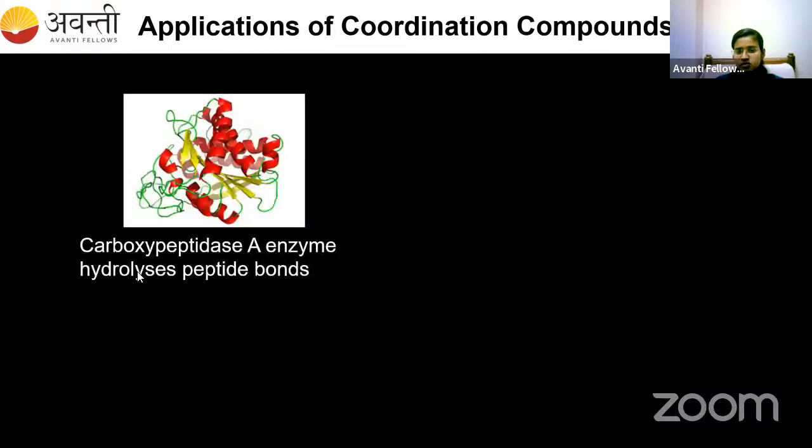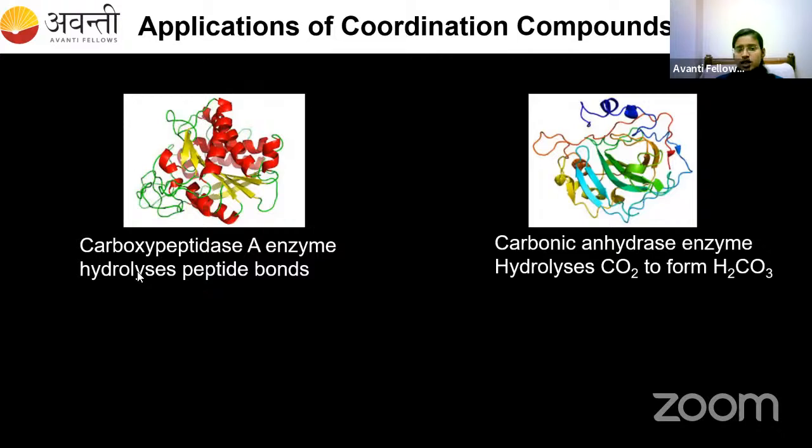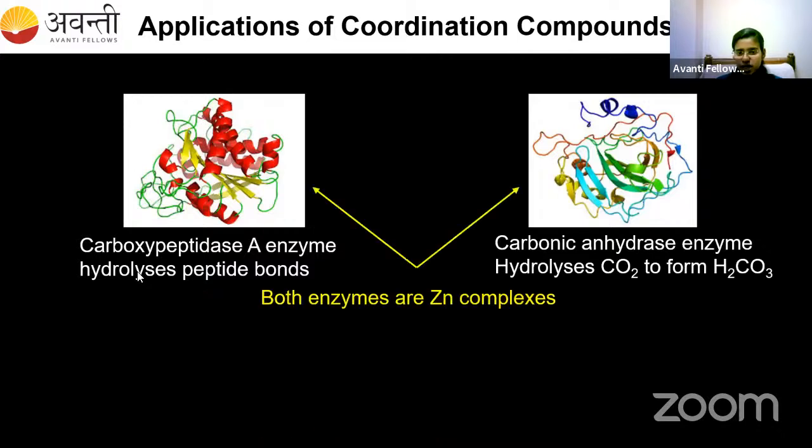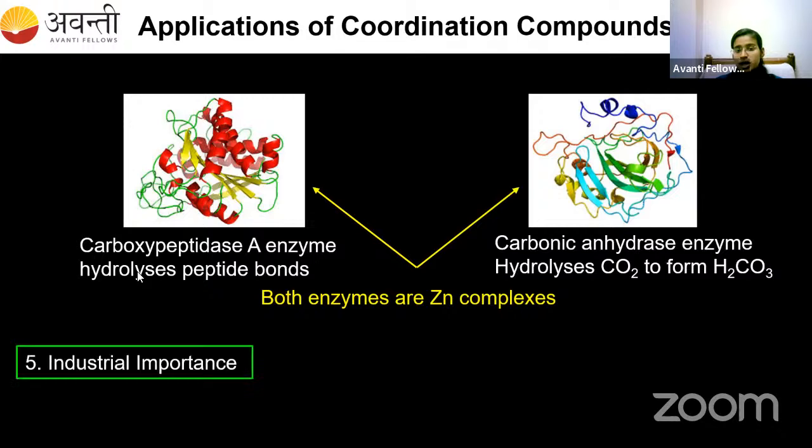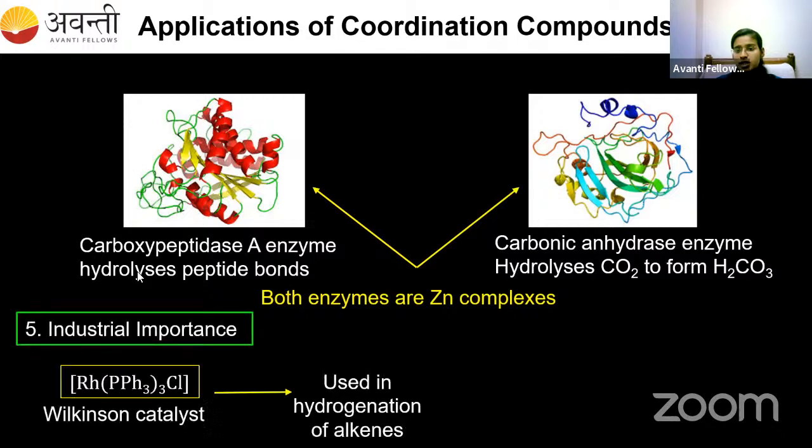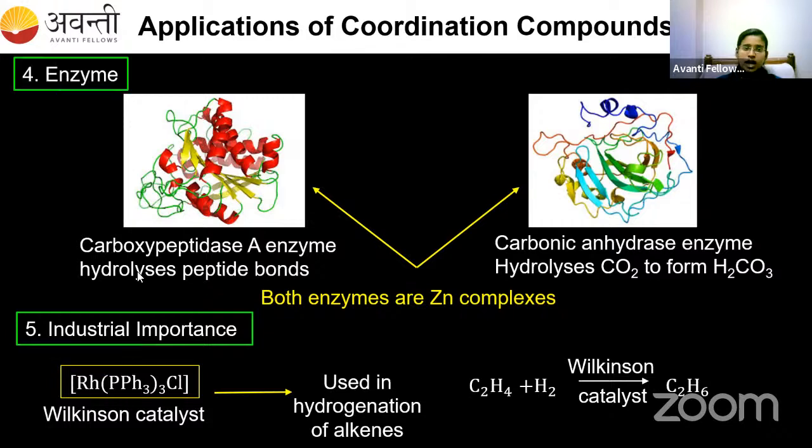Then it is used in the enzymes also. In case of carboxypeptidase A and carbonic anhydrase enzyme, we have zinc metal as the metal atom in the coordination complex. Okay. Zinc is present as a central metal atom in the coordination complex of both the enzymes.